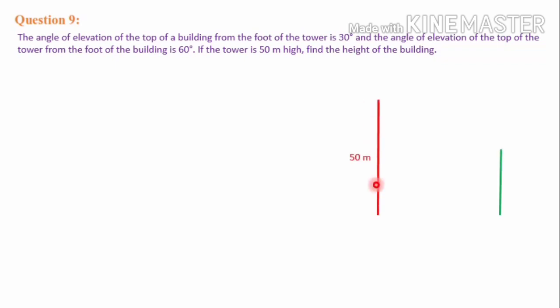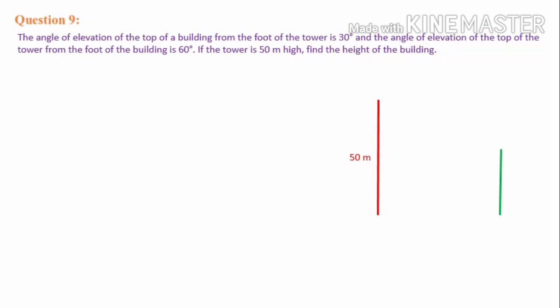That is, there is a 50 meter tall tower and there is a building. So the red portion is the tower and the green portion is the building. The building height is unknown, so that is the required quantity which we need to calculate.